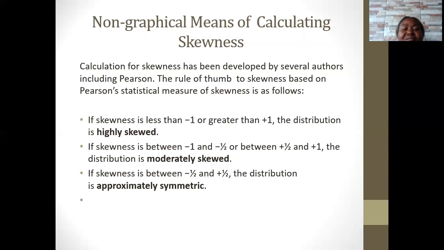If skewness is less than -1 or greater than +1, the distribution is highly skewed. If skewness is between -1 and -1/2, or between +1/2 and +1, the distribution is moderately skewed. If skewness is between -1/2 and +1/2, the distribution is approximately symmetrical.